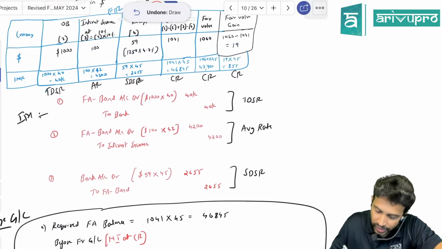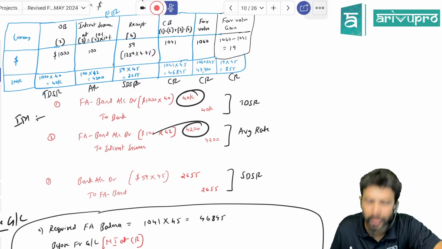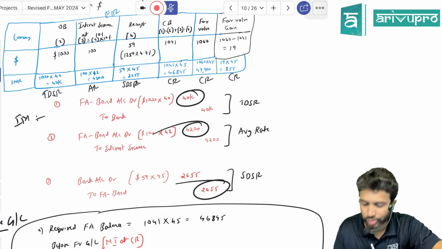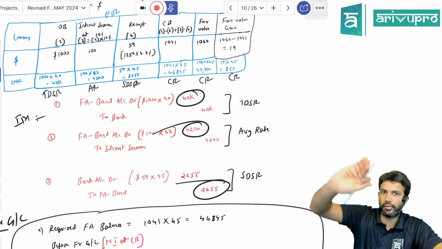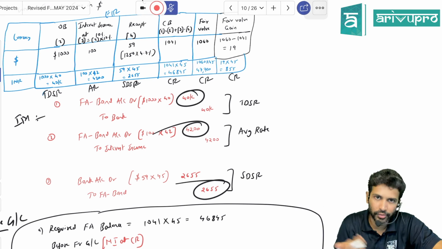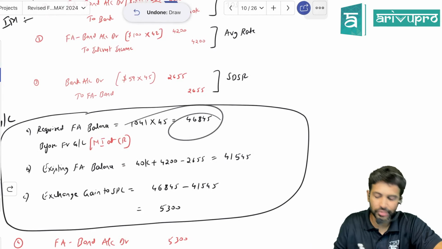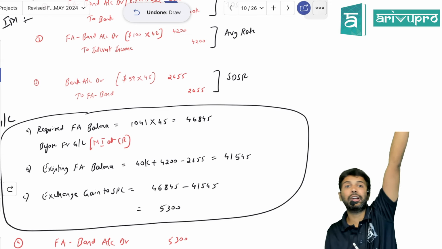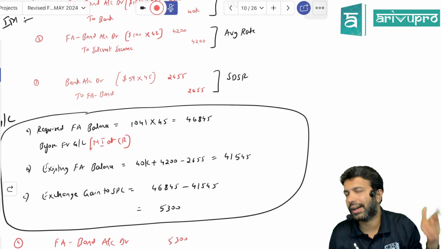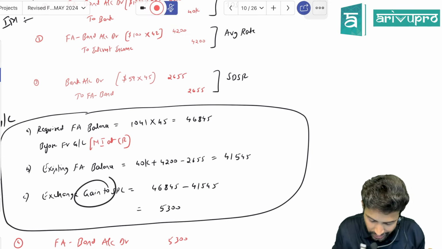By passing all these journal entries, if you add all this, 40,000 you have debited, 4,200 you have debited, 2655 you have credited. Where you have debited, you add. Where you have credited, you minus. So you will get the balance only as 41. But the required balance is 46. From 41, you have to bring it to 46. So if you have to increase the value of investment, it means it's a gain. So this is the exchange gain or loss.